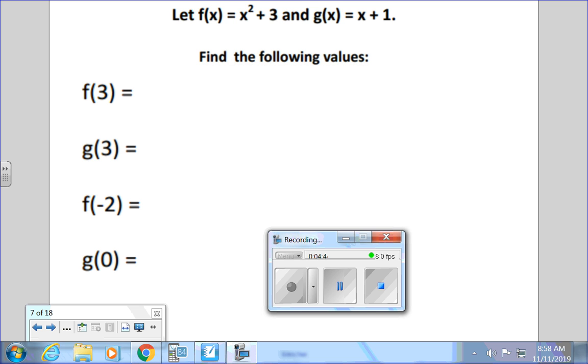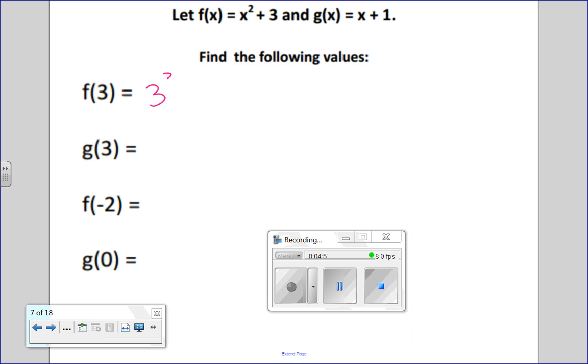So when you're given a number, you want to make sure you're putting it in the right spot. In this first one, where would I put that 3? In the function f. So the equation would be 3 squared plus 3. What's 3 squared plus 3? Plug and chug. 12, very good. Now my second one is g of 3. That means go to function g. Found it. I would put the 3 in there. It would be 3 plus 1. What would that be? Good.